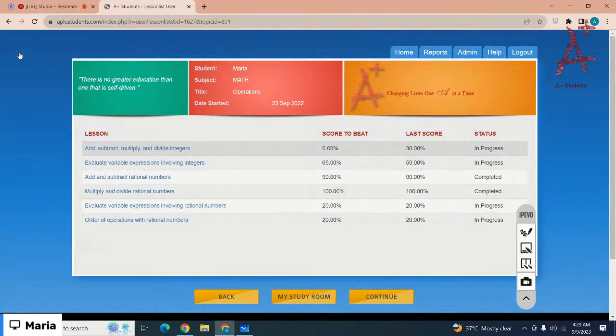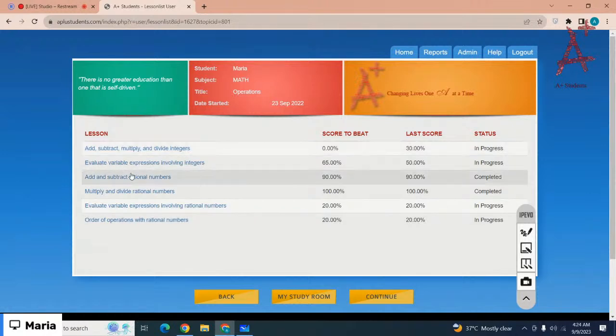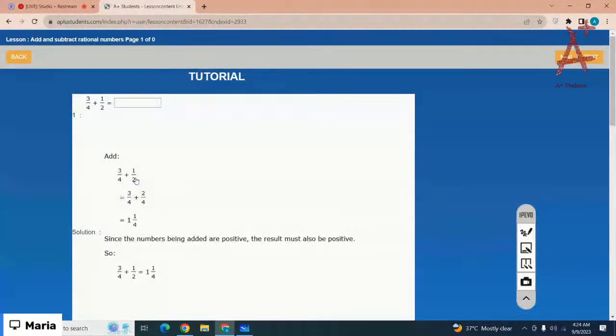Rational numbers are the numbers that can be written in the form of p by q, right? The numbers you can write in fractional form. That is the simplest definition of a rational number. So let's just start with the practice questions. How do we add and subtract them?